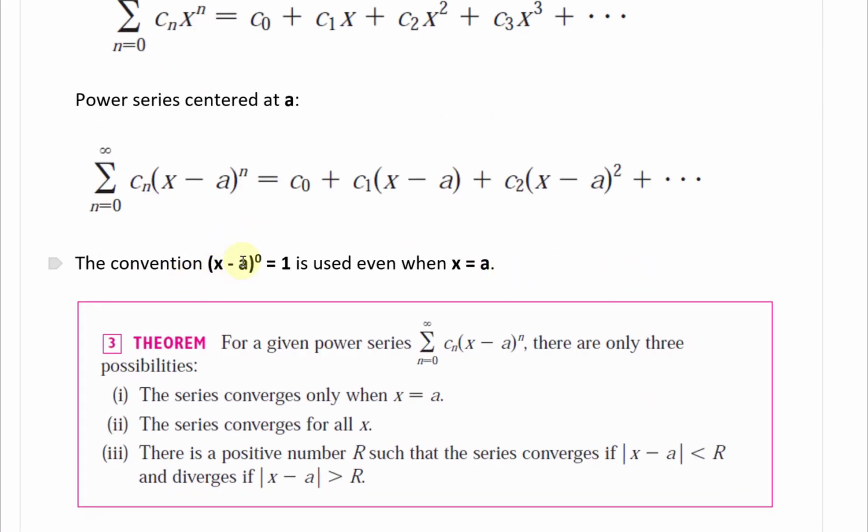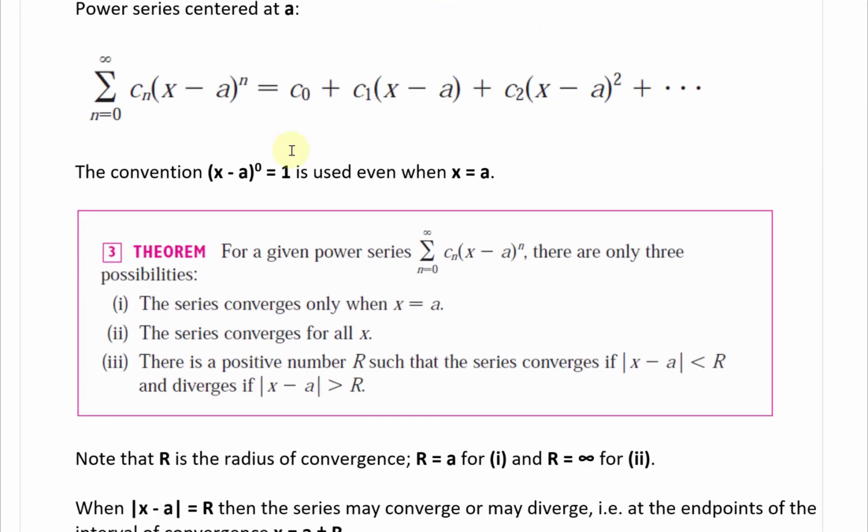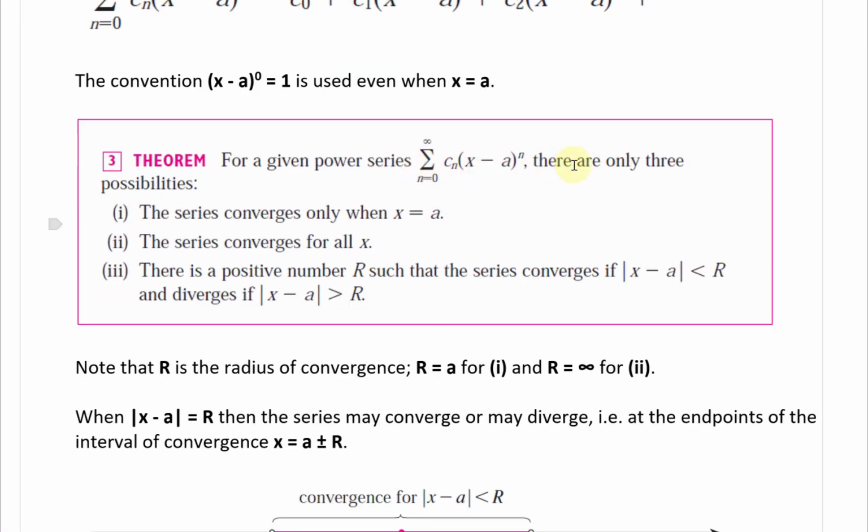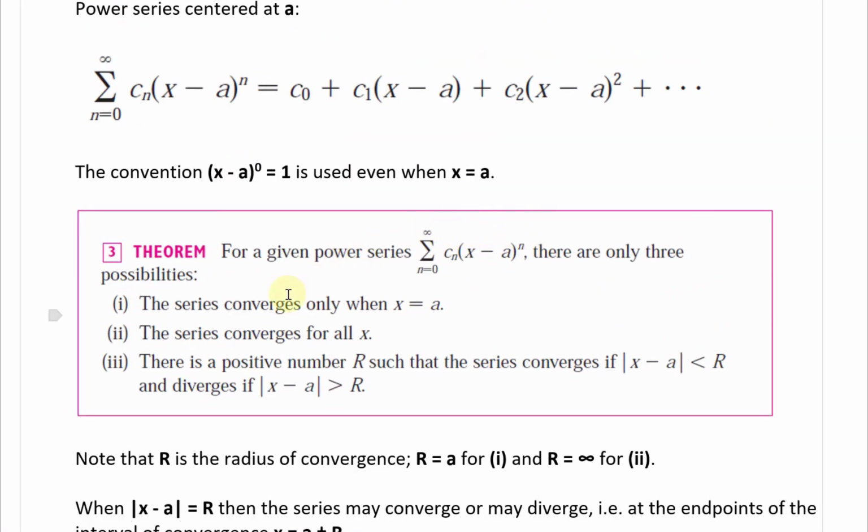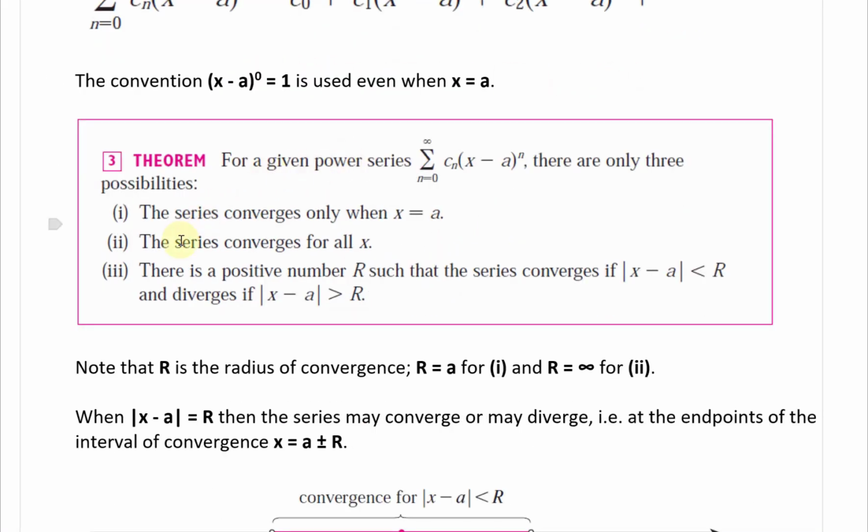The convention here is that x minus a to the power of 0 is equal to 1, even when x is equal to a, where you have a minus a, which is 0, to the power of 0. Even in that case, we use it equal to 1. Recapping the theorem from my earlier videos: for a given power series like this general one, there are only 3 possibilities. The series converges only when x equals a, because if you plug in x equals a, all of these terms vanish and you're just left with the first term. Or the series converges for all values of x.